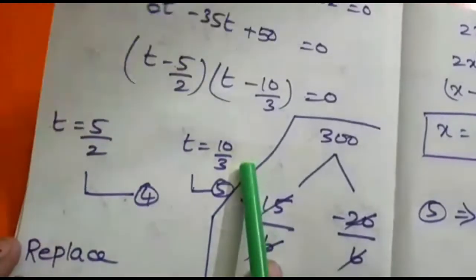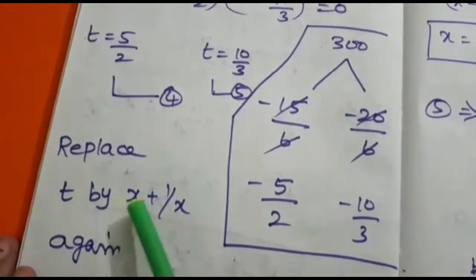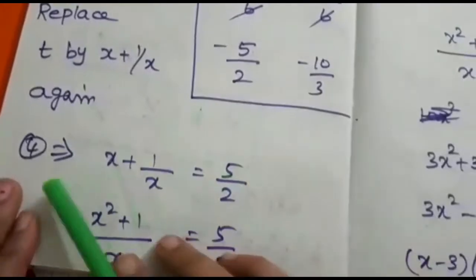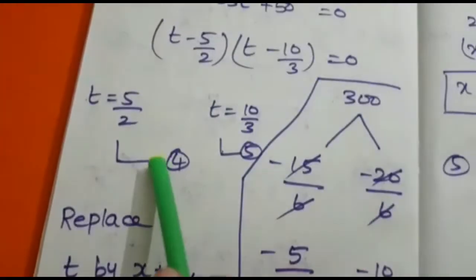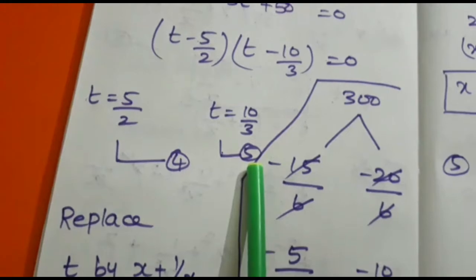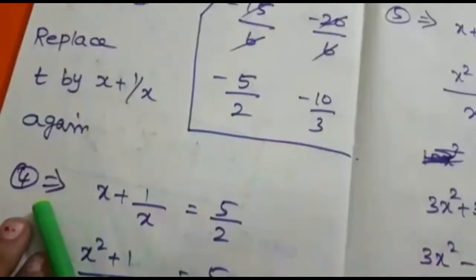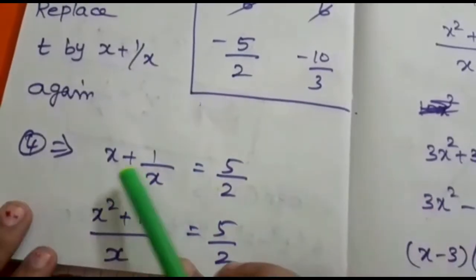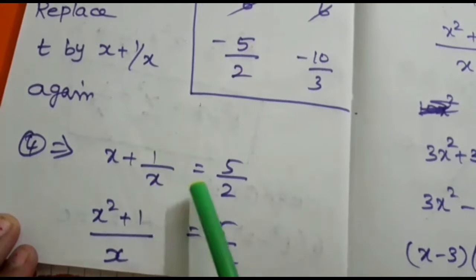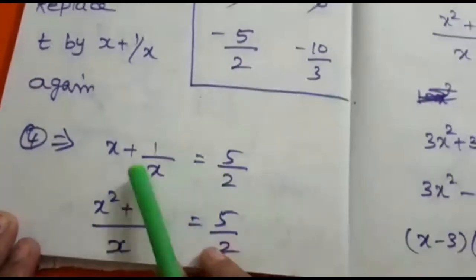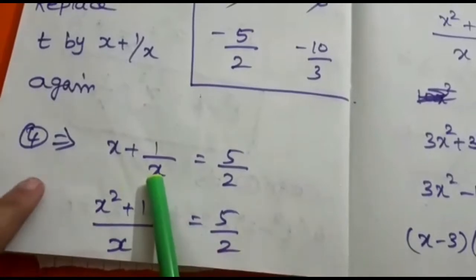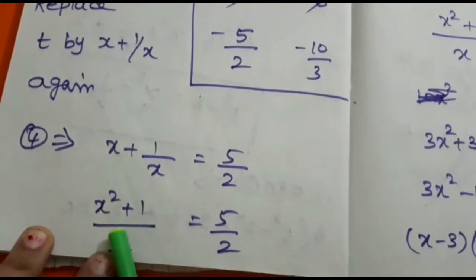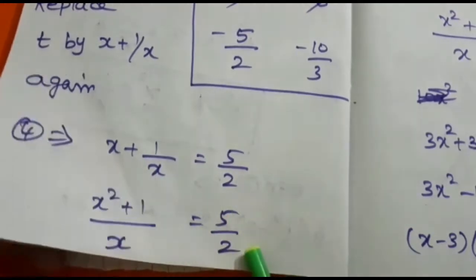After getting the t answer, I should replace t by x plus 1 by x again. This one I can take as a fourth equation and this one I can take as a fifth equation. Now fourth equation, t is equal to 5 by 2. So t answer is x plus 1 by x, that is equal to 5 by 2. I can take x as LCM. So x into x, x square plus 1, over x, is equal to 5 by 2.